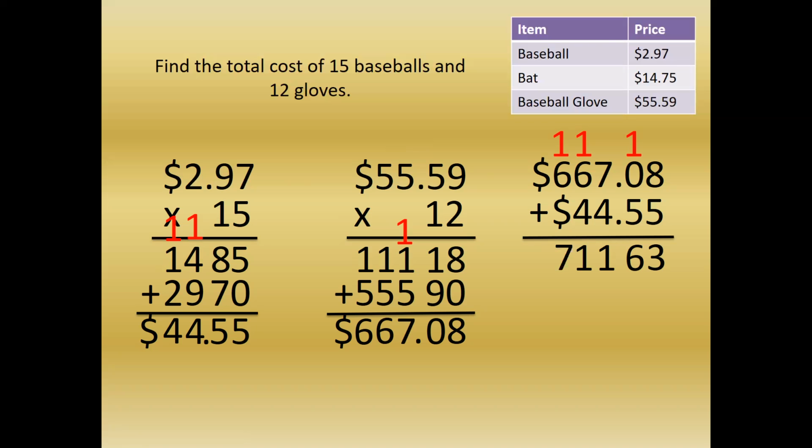So we'll make sure we line up our decimal point in our answer. So it goes after the 1, after the 1 and before the 6, and then we put our dollar sign in front. So the total cost of 15 baseballs and 12 baseball gloves would be $711.63.